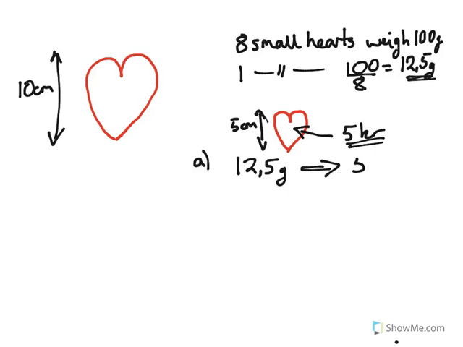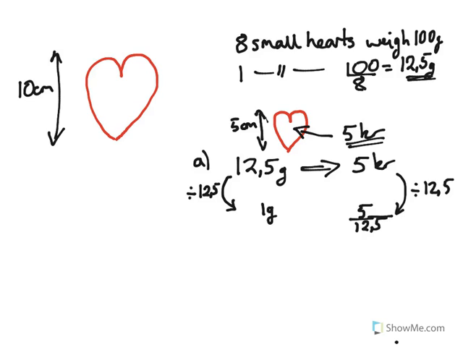costs us 5 kronas. We don't want to know what 12.5 grams cost us. We would like to know what 1,000 grams cost us. The easiest way to do that is go first to 1 gram. Divide 12.5 by 12.5 to tell us what 1 gram costs. If we divide this side by 12.5, we divide the right-hand side as well. So we get that 1 gram is going to cost us 5 kronas divided by 12.5. So that's what 1 gram is going to cost us.